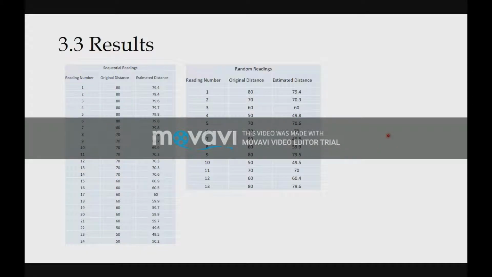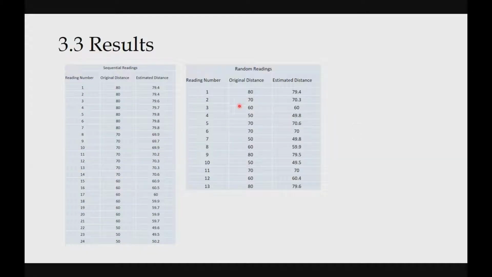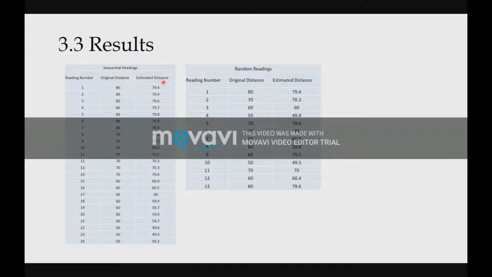Let's see results. Here are observations of sequential readings and random readings. All the distances are in centimeters. Here it can be seen that original distances and estimated distances are almost the same.